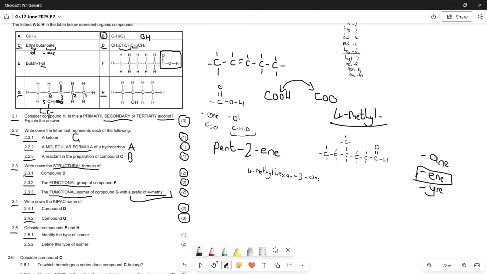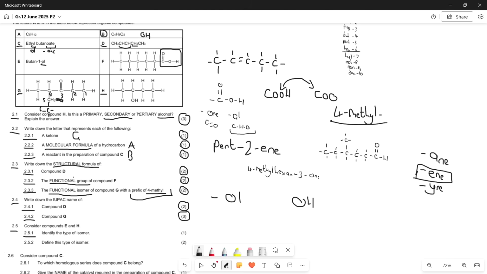So 2.5.1 says identify the type of isomer. So the fact that we know it is an alcohol because it has an -ol or an OH, even though one is written as its name and the other is a structural formula. So we know we're dealing with alcohols. So the next thing to look at is, do we have the same length in each chain? We have meth, eth, prop, but, so that means 4. And here we have meth, eth, prop, but. So we also have 4 over there.